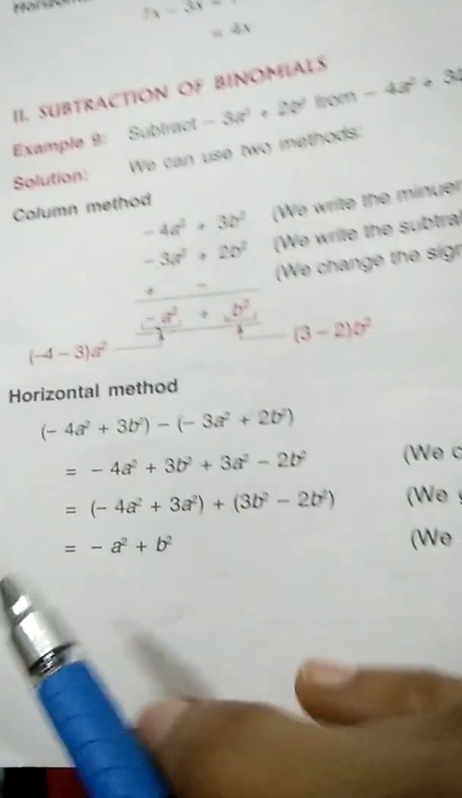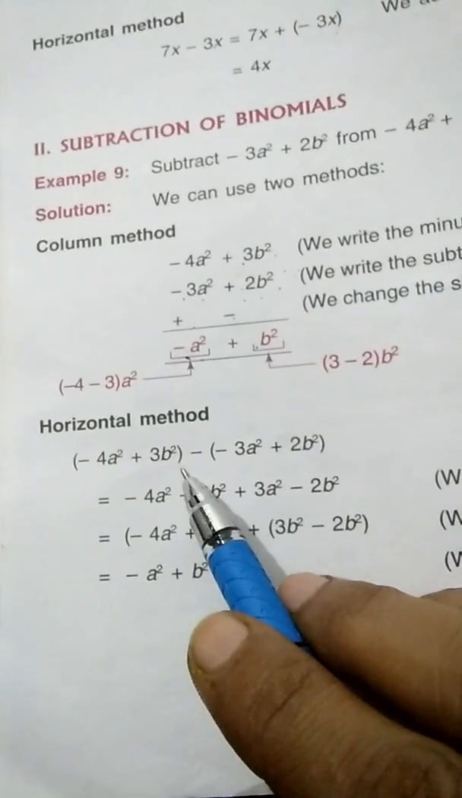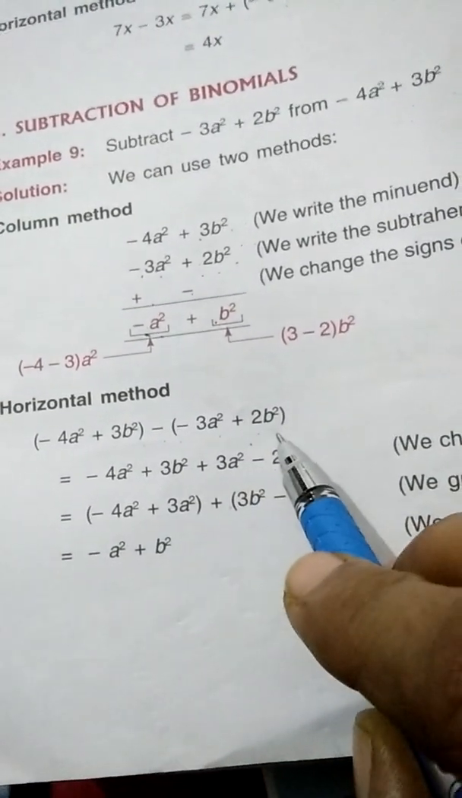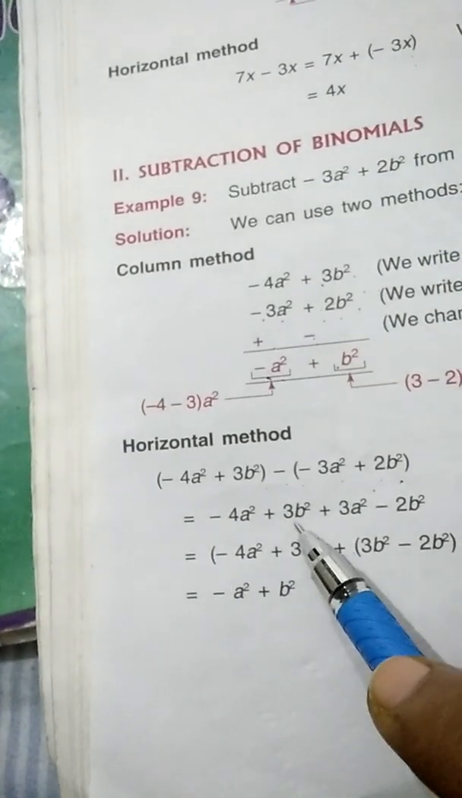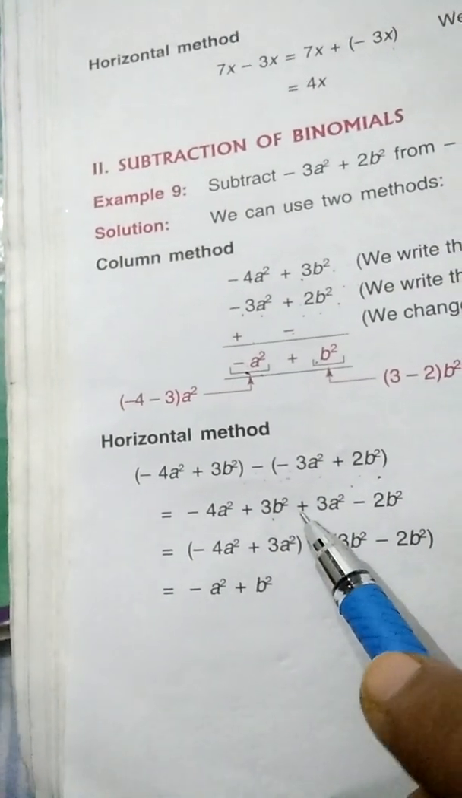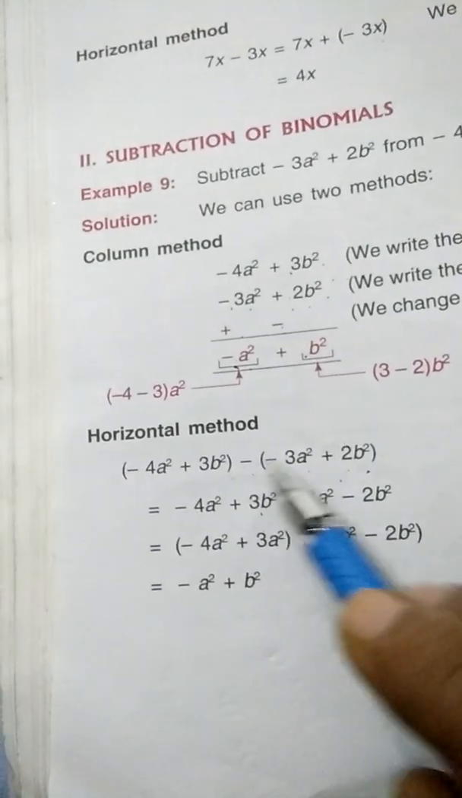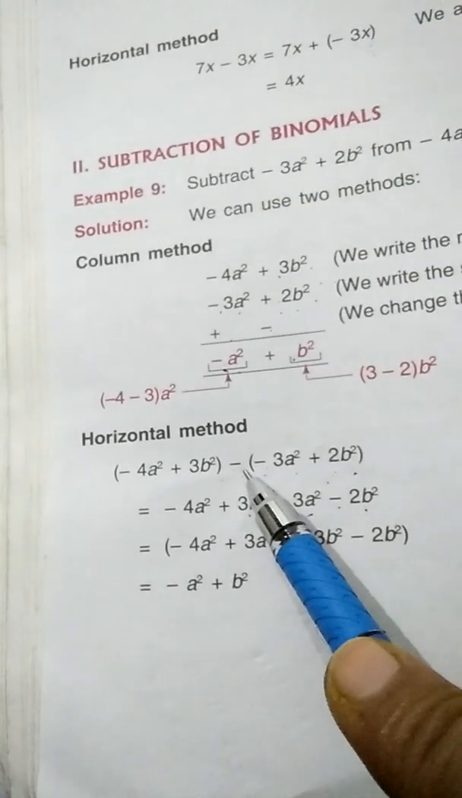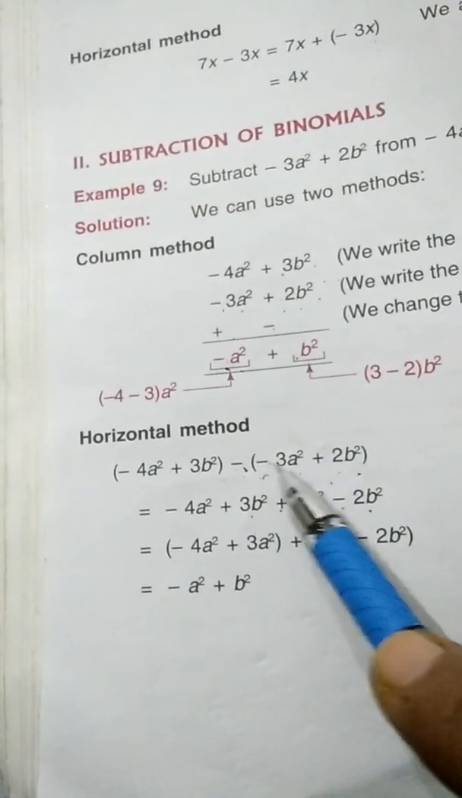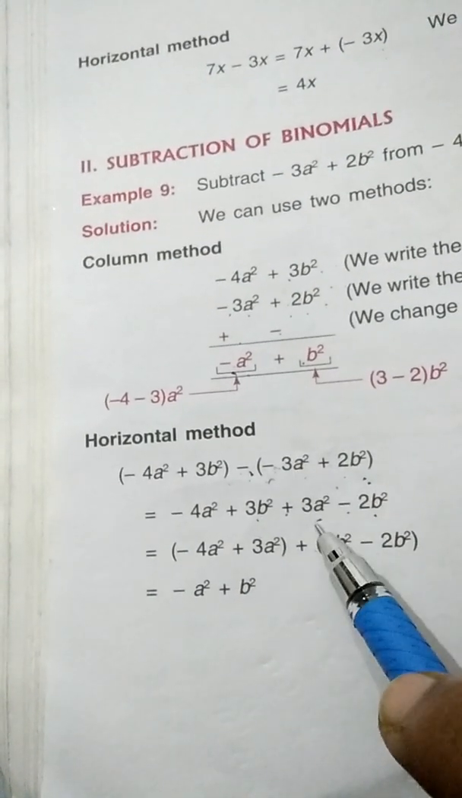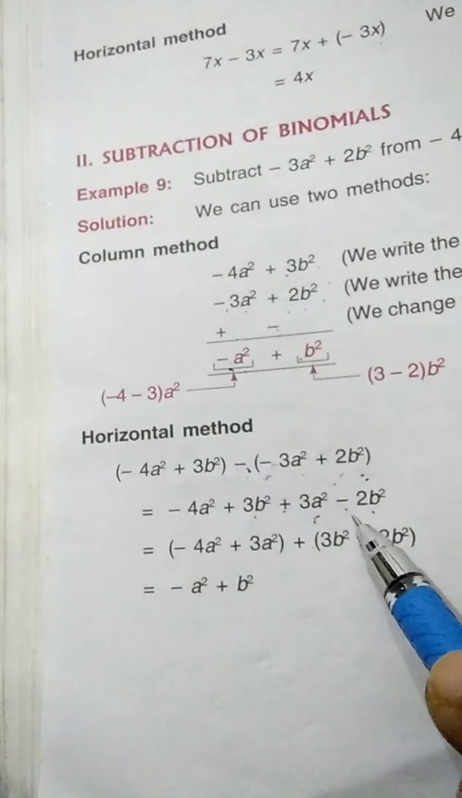Now horizontal method. Minus 4a square plus 3b square minus, then we write the second number, minus 3a square plus 2b square. Then minus 4a square as it is, plus 3b square as it is, then minus minus becomes plus 3a square, then minus plus minus 2b square. When we have a minus sign outside the bracket, the signs inside the bracket get changed.